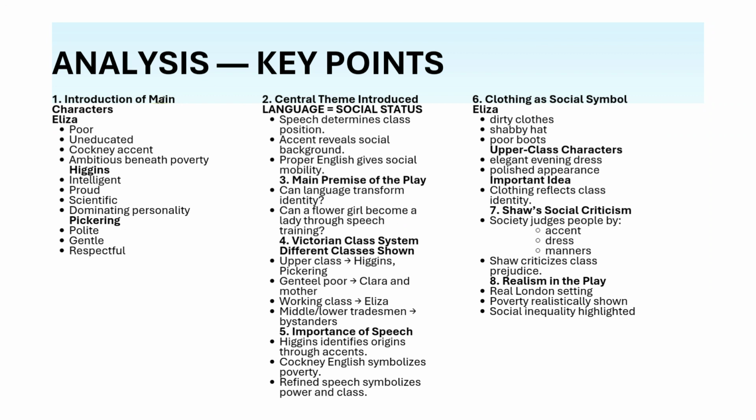Therefore, Act 1 serves as the foundation of the entire play. It introduces the characters, establishes the experiment, presents the theme of language and class, and begins Shaw's powerful critique of social prejudice and inequality. Through a seemingly ordinary encounter on a rainy London night, Shaw opens a profound discussion about identity, opportunity, and human worth.